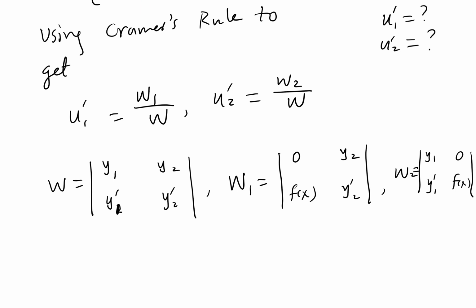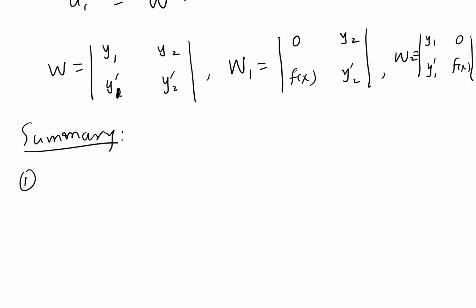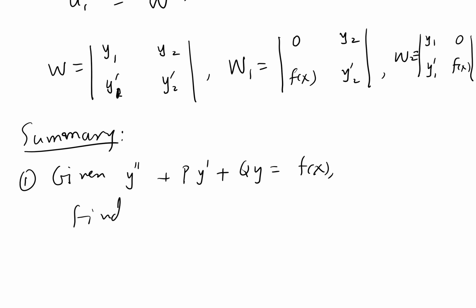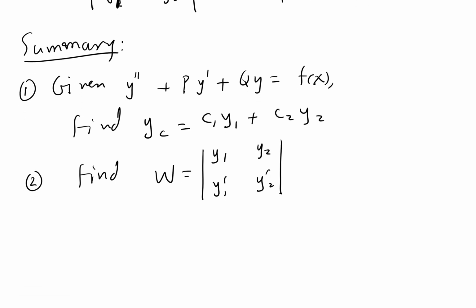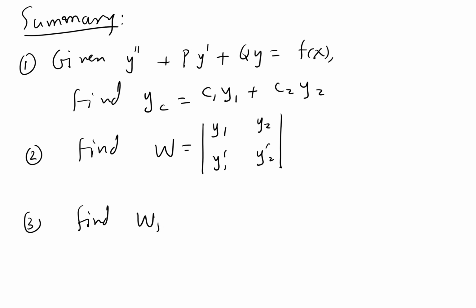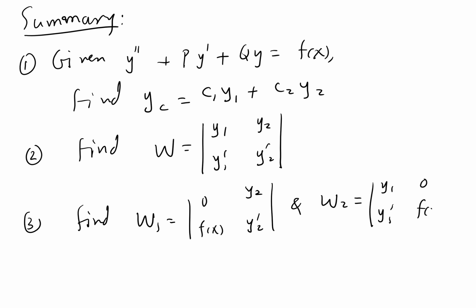So, in summary, I'd like to summarize what we just did in this section. If we are given a second order differential equation, we find yc by using c1 y1 plus c2 y2, where y1 and y2 are the solutions. That's the complementary solution. Then we find, as a next step, w, which is the determinant of y1, y2, y1 prime, y2 prime. Then we find w1 and w2. So w1 is 0, f of x, y2, y2 prime, and w2 is y1, y1 prime, 0, f of x.